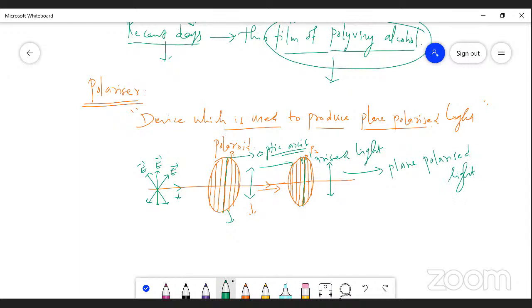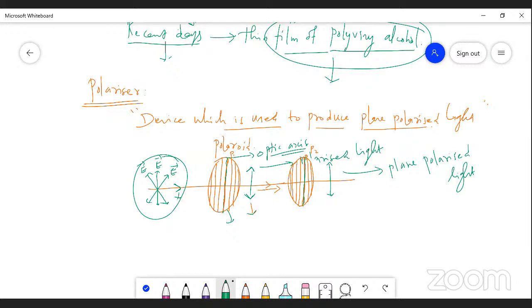In case unpolarized light is allowed to pass through the first polaroid, in unpolarized light the light vibrates in all possible directions. You notice that diagram? In a perpendicular to the direction of propagation of wave, it is allowed to pass through the first polaroid. The emergent light from the first polaroid vibrates only in one particular direction, in a plane which is parallel to the optic axis of the first polaroid. It is the plane polarized light.